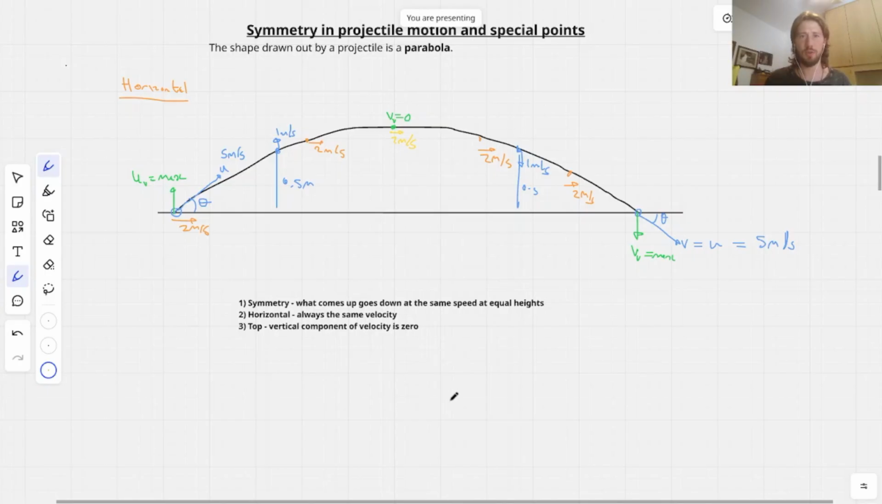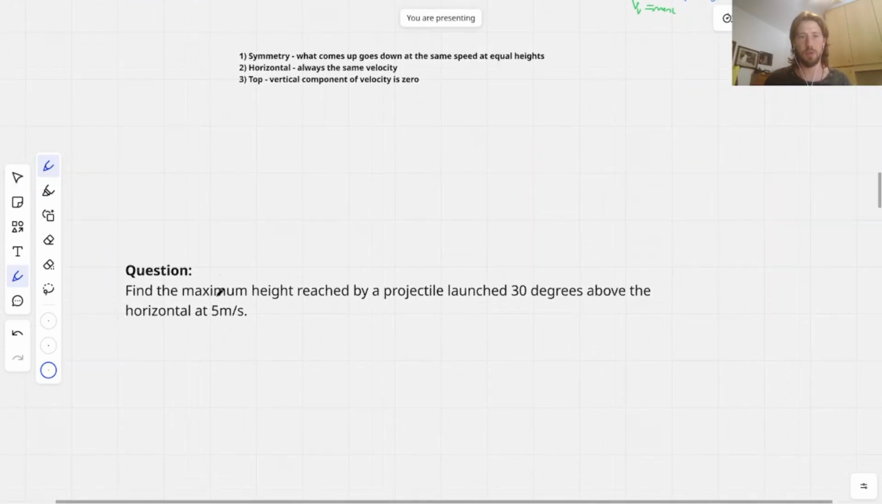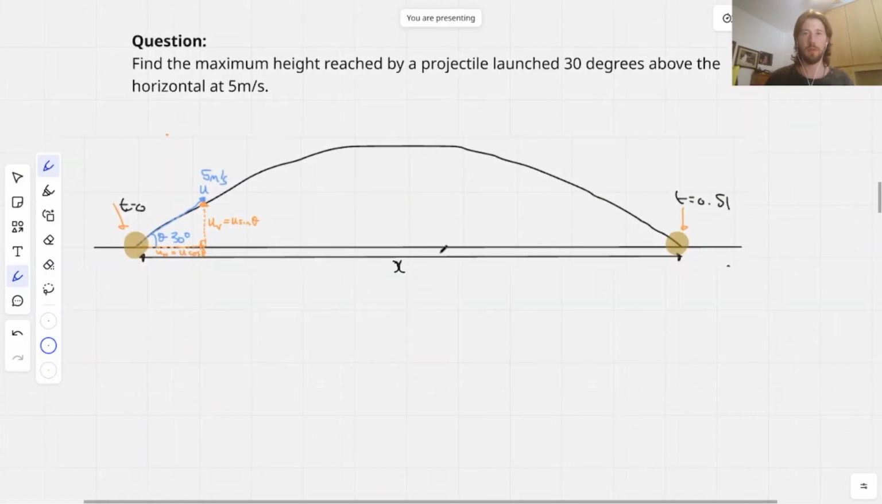So let's try a practice question that uses one of these things. Question: find the maximum height reached by a projectile launched 30 degrees above the horizontal at 5 meters per second. Well, this is pretty much the same question, but in this case we want to find how high it reached, so this h over here. So let's do the same thing.